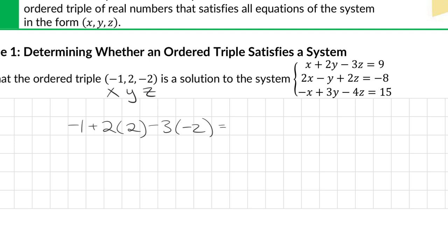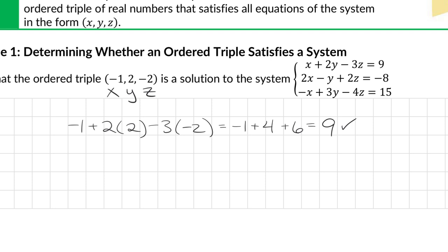2 times 2 is 4, so this is going to be -1 plus 4, and then -3 times -2 is +6. I want to add the 4 and 6 first because that's nice and pretty and it makes 10. So then this becomes -1 plus 10, which is like 10 minus 1. That means it's 9. That's exactly what we wanted, because equation 1, when we plug in the x, the y, and the z, should have given us 9. And that's what we got.